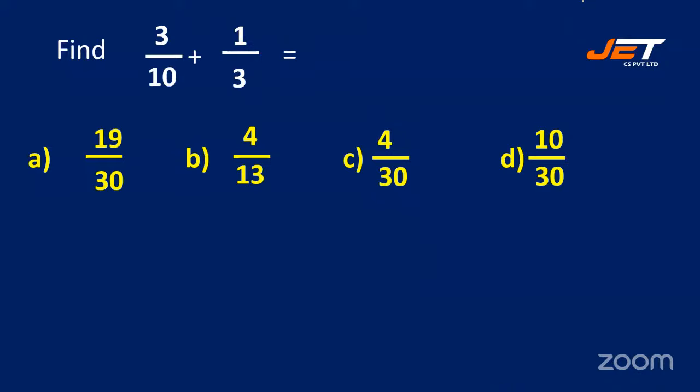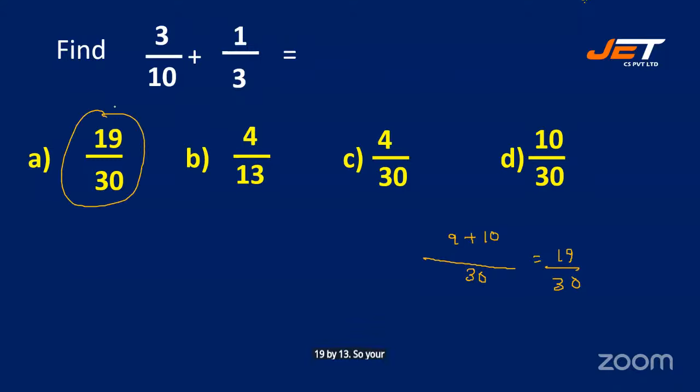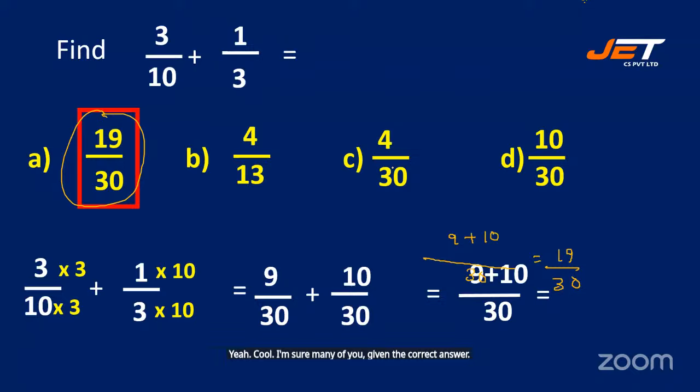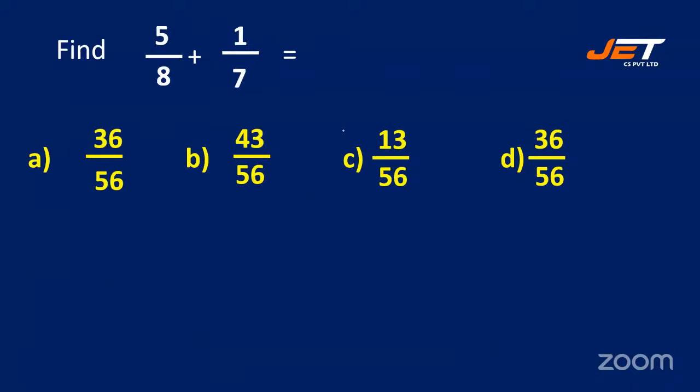The next question is 3 by 10 plus 1 by 3. So the LCM of 10 and 3 is 30. So 3 into 3, 9 plus 10, 19 by 30. So your option 1 is the correct answer. Okay. So I'm sure many of you would have given the correct answer. Let's see the next question.